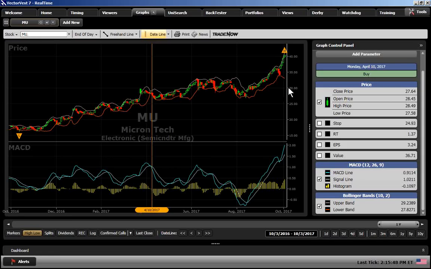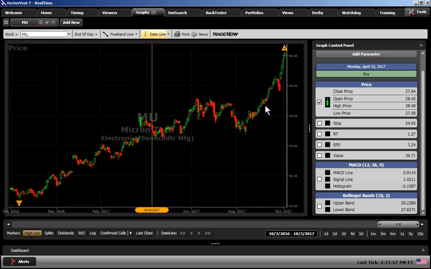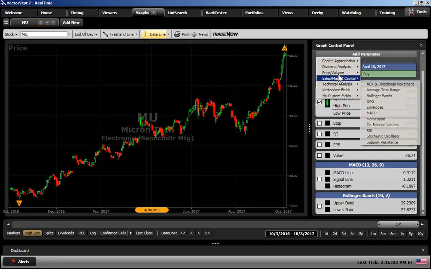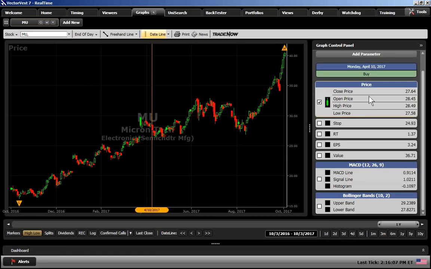That's absolutely right. So now I'm going to show many people in here who don't know how to add moving averages to your graph. If I go down to add parameter, there's nothing here for moving averages. So how do I add them? Simply go over to the box here that says price, right click on it, and notice that I can add moving averages.